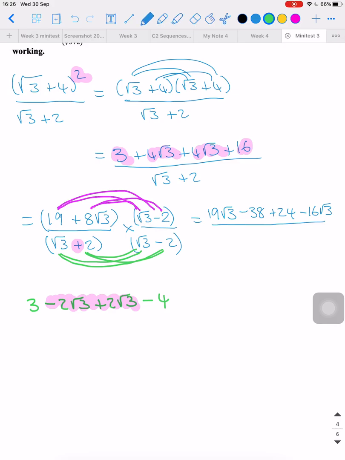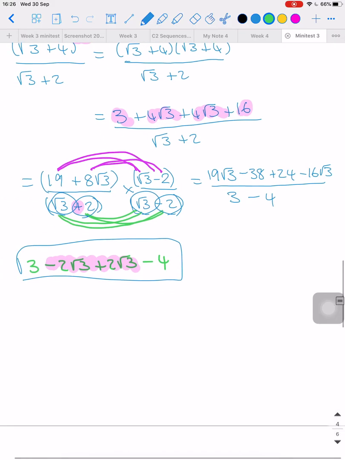So what you can do is just write the first and the last terms when you're rationalising the denominator. So just the root 3 times the root 3 and the 2 times the minus 2. Okay, so you can put the full expansion if you prefer, or you can just put what I've put there. So now all we need to do is simplify that down.